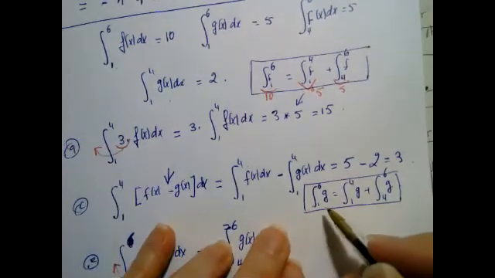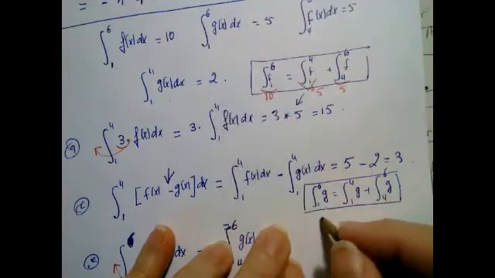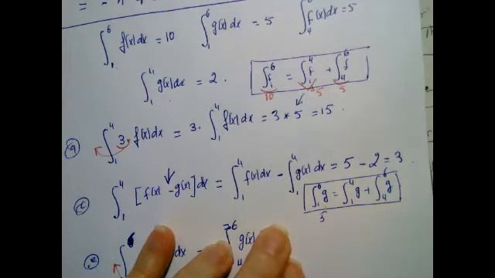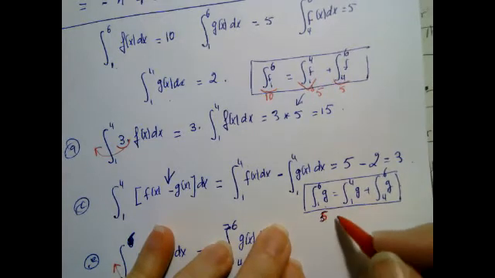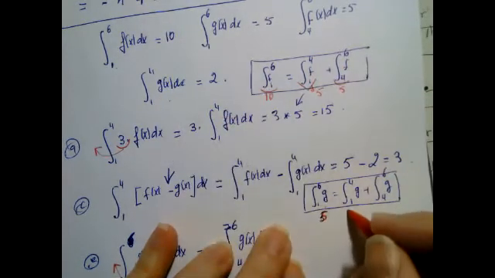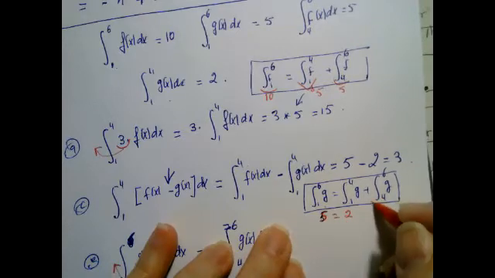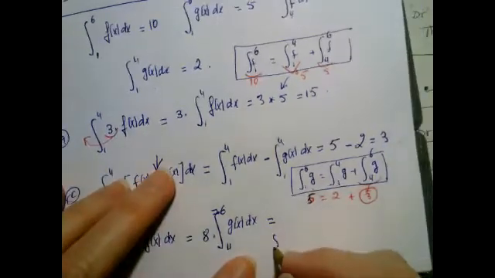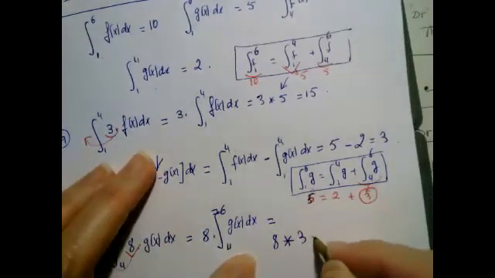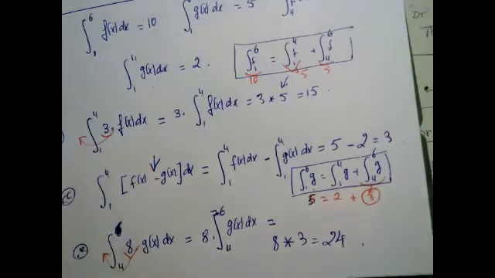From 1 to 6, I have a 5 for this one. And from 1 to 4, I have a 2. So from 4 to 6, this should be a 3. Okay, so now I will have 8 times 3. I will get a 24.